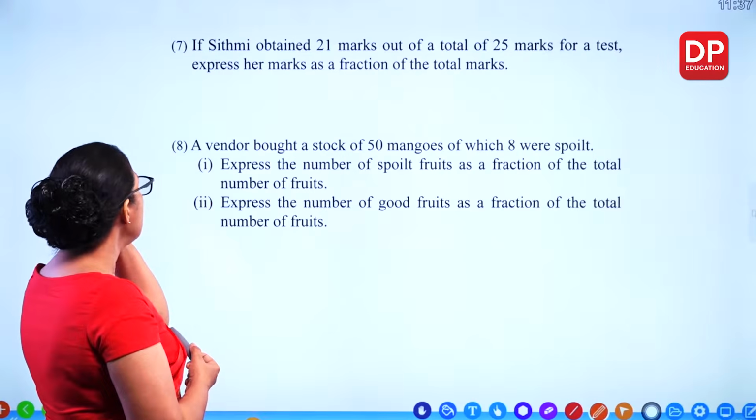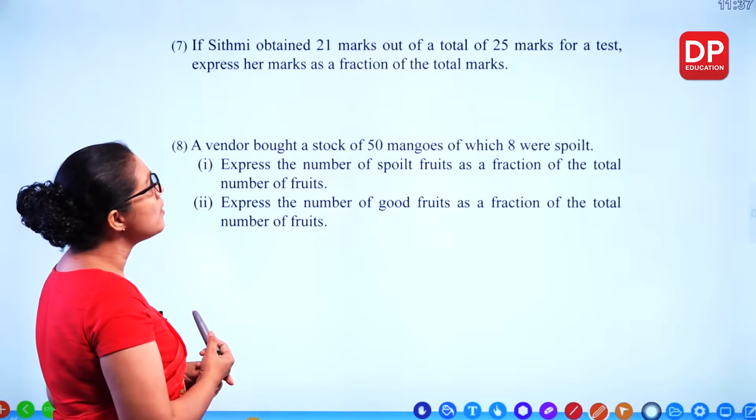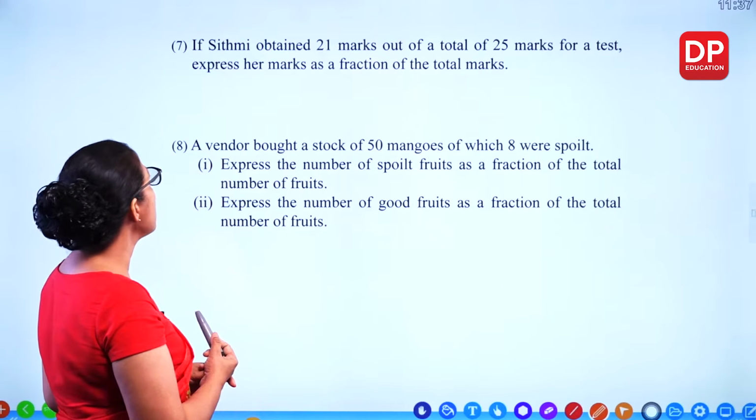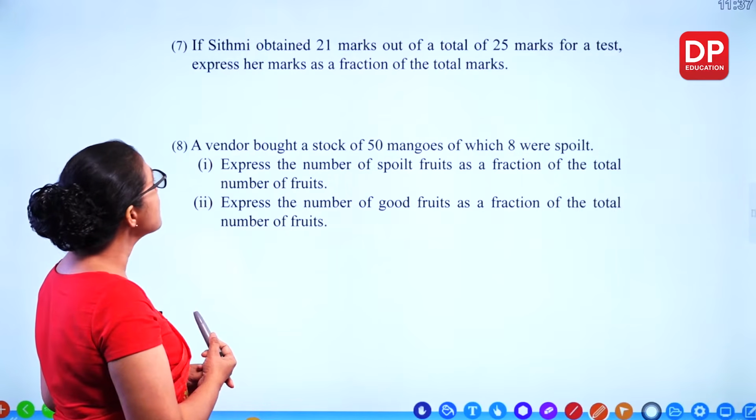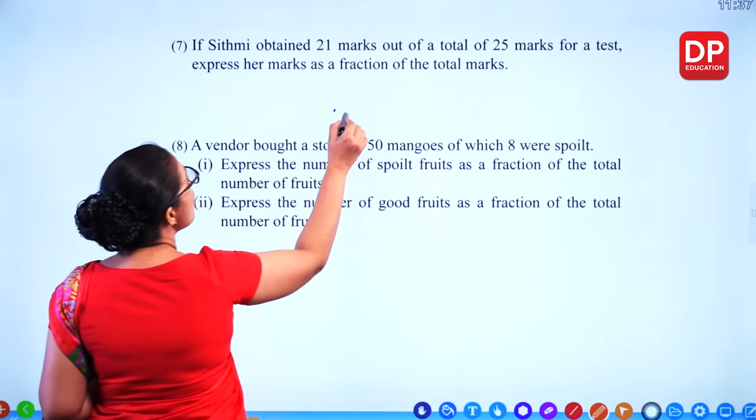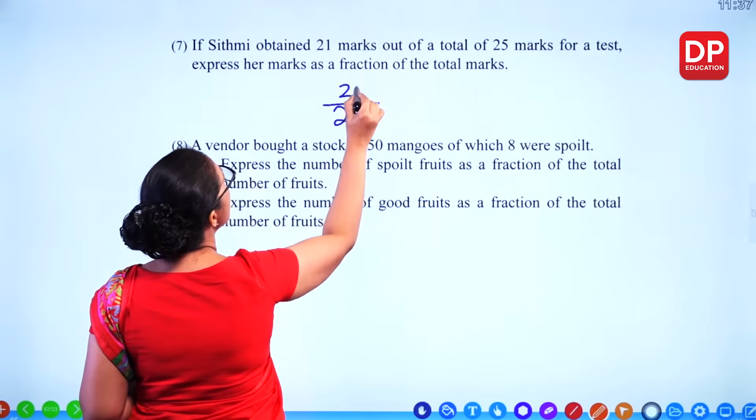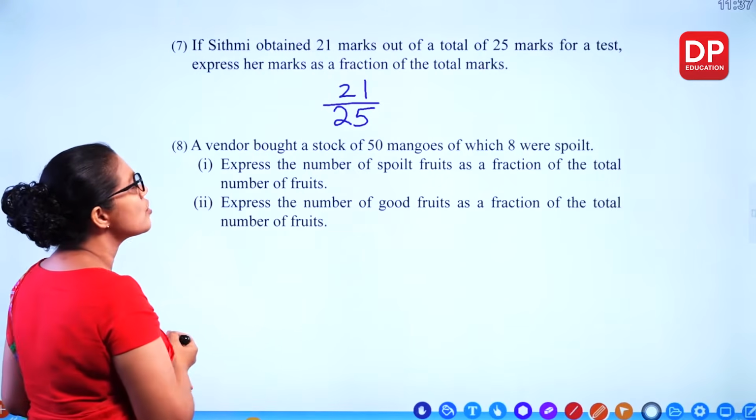Question number 7. If Sydney obtained 21 marks out of a total of 25 marks for a test, express her marks as a fraction of the total marks. Out of 25, she got 21. So that's the fraction.